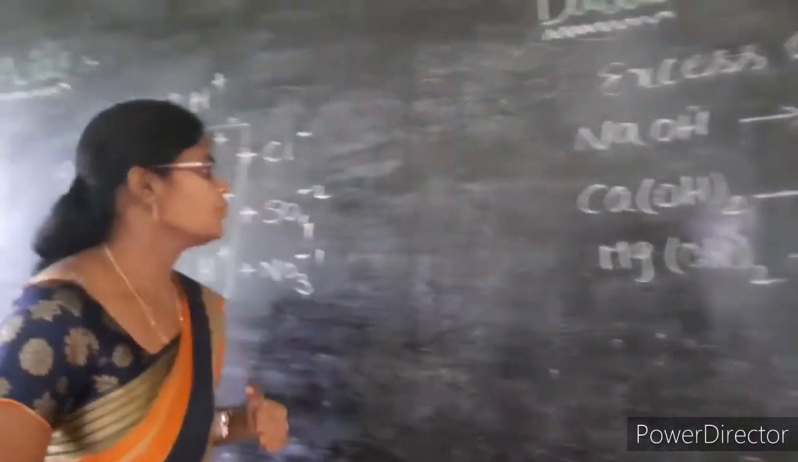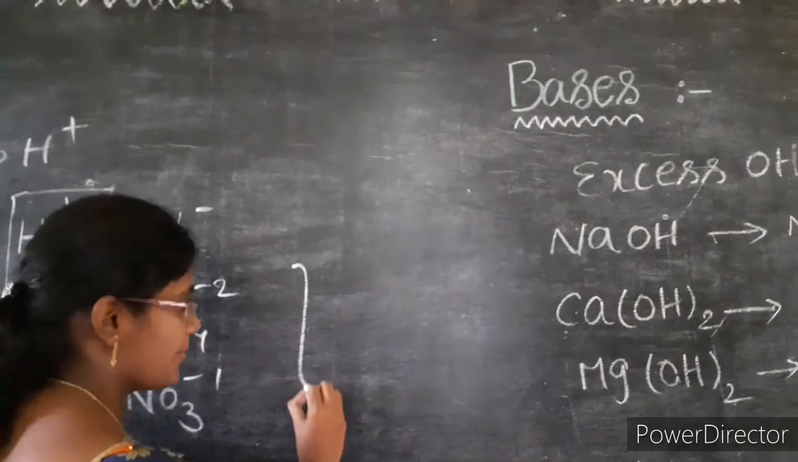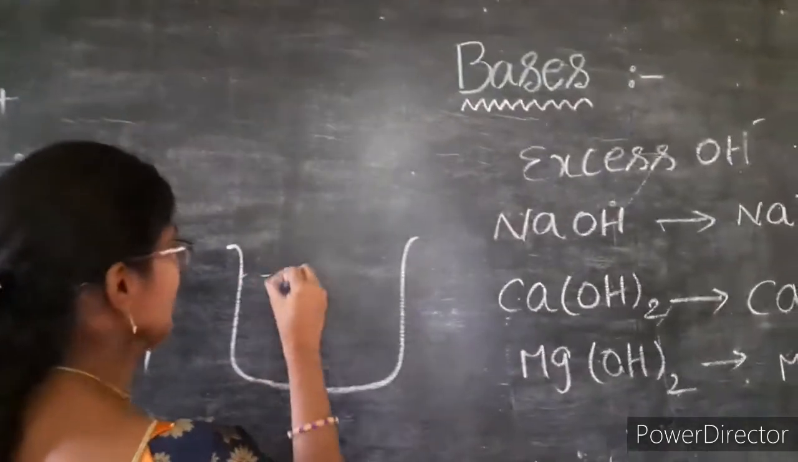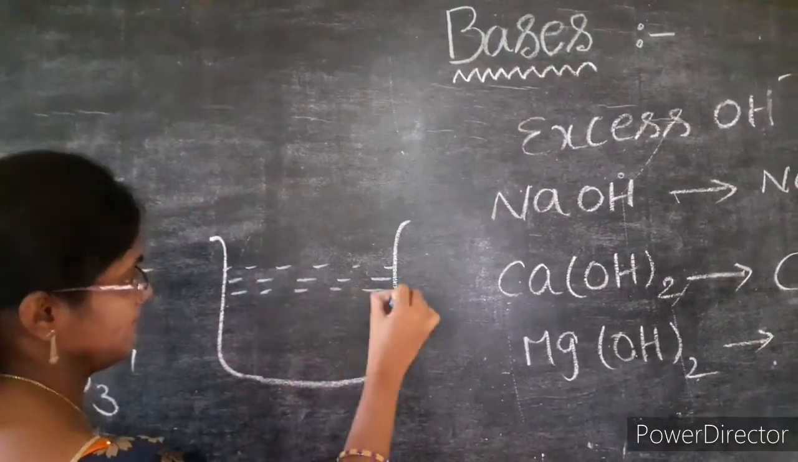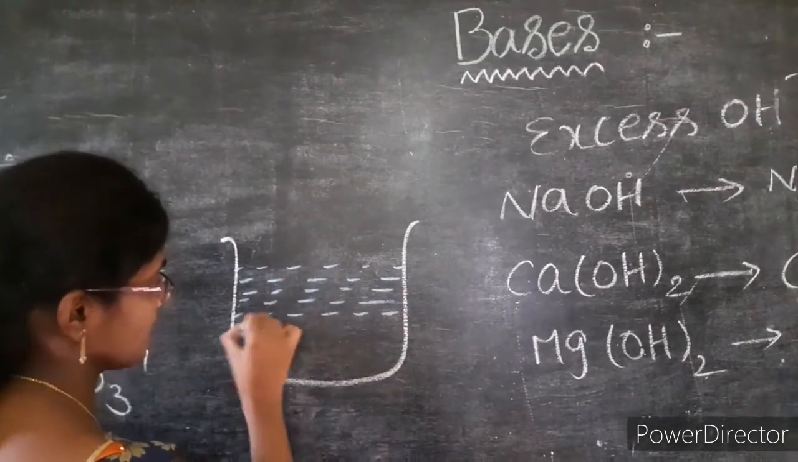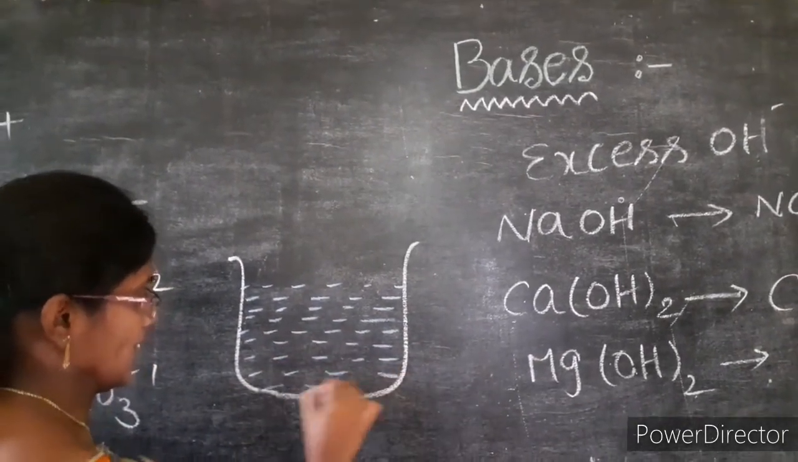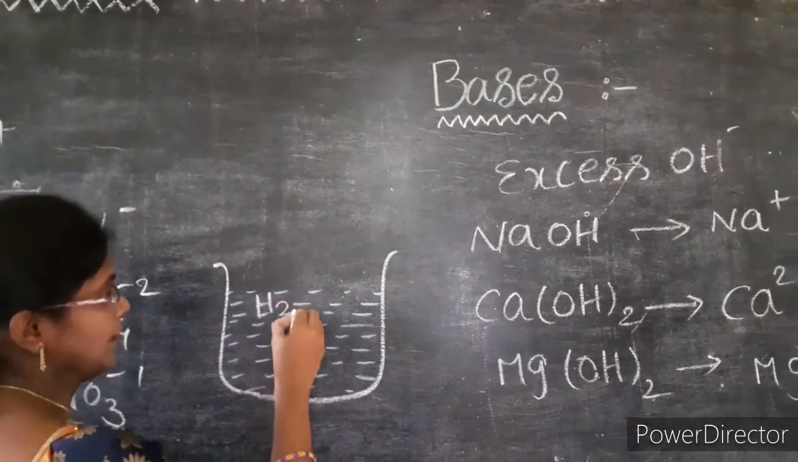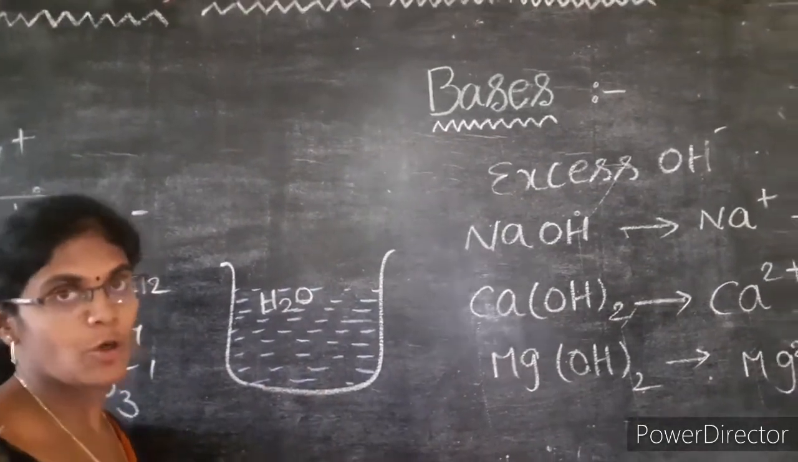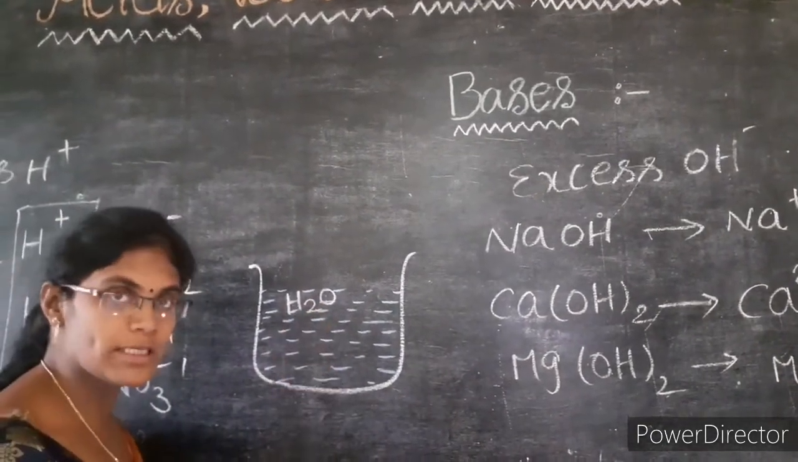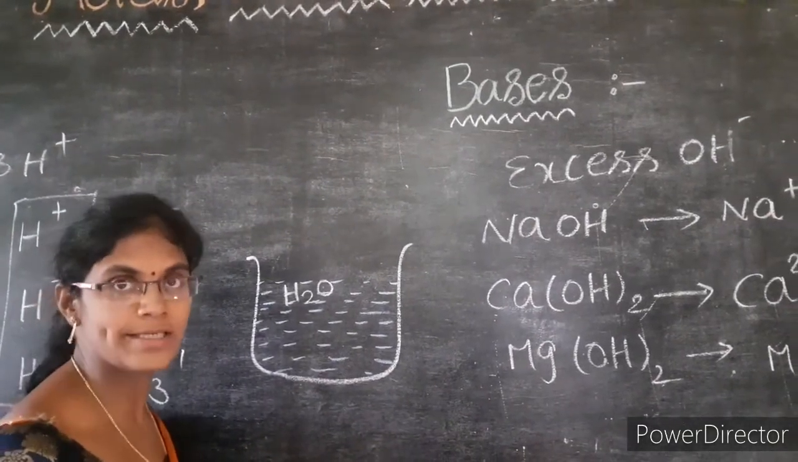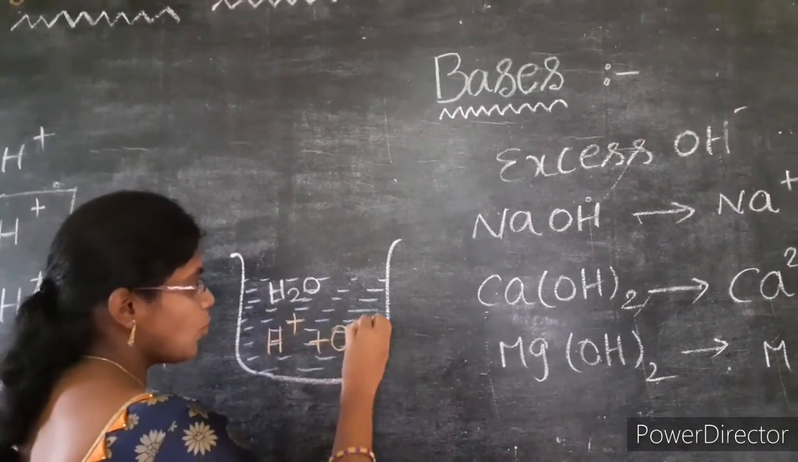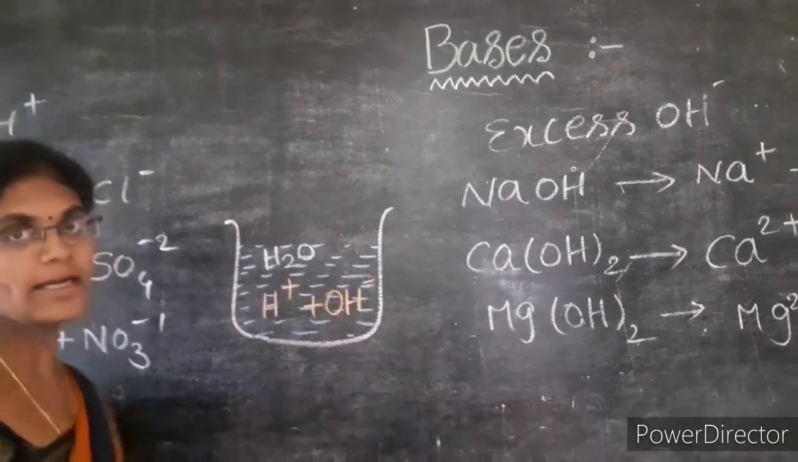Now take a beaker and fill the beaker with water. Next, for example, generally water contains H2O molecules. If this H2O molecule decomposes, which ions does it produce? It produces H plus and OH minus ions. Generally, it releases these.